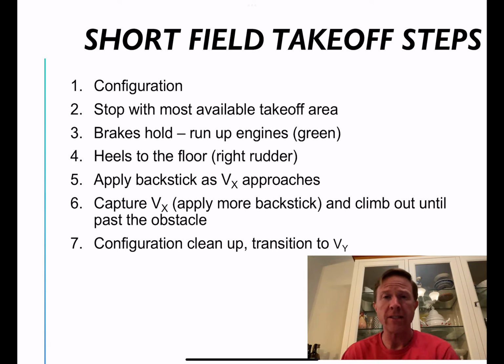All right, now we'll talk about the 7 steps of the short field takeoff procedure. So the first step is make sure you're configured appropriately before being cleared to cross the hold short. In the Cessna 182 Tango, which is what I've been flying lately, 10 degrees flaps are preferred, so we'll set that initially. Step 2 is we'll make sure to use all available takeoff area. That's very important. We'll hold our brakes, we'll run up the engines all the way, and make sure that our engine instruments are in the green. When we're ready to go, we'll drop our heels to the floor. That's step 4. And then step 5 is we'll apply backstick as VX approaches. We'll capture VX in step 6 and apply more backstick pressure until we've climbed over the obstacle. And then step 7, the last one, is configuration cleanup and transition to VY. But we'll make sure to do any configuration changes after the obstacle is cleared and we're at a safe altitude to make those changes.